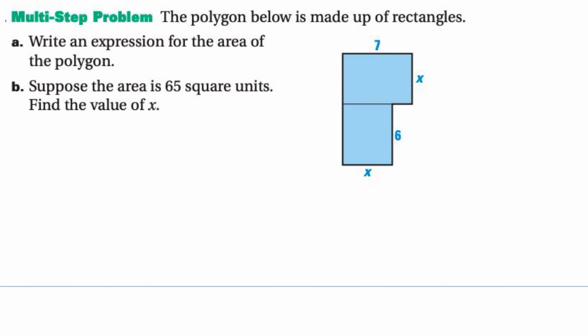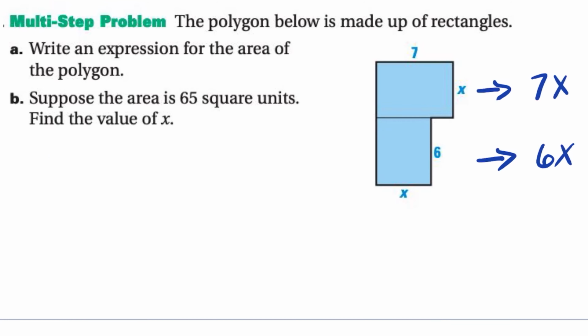Question number 10. The polygon is made up of rectangles. Write an expression for the area of the polygon. So the area of the upper rectangle is 7 times x, and the area of the second rectangle is 6 times x. So for letter A, the expression for the area of the polygon is 7x plus 6x. It's the sum of the two areas, 7x and 6x.